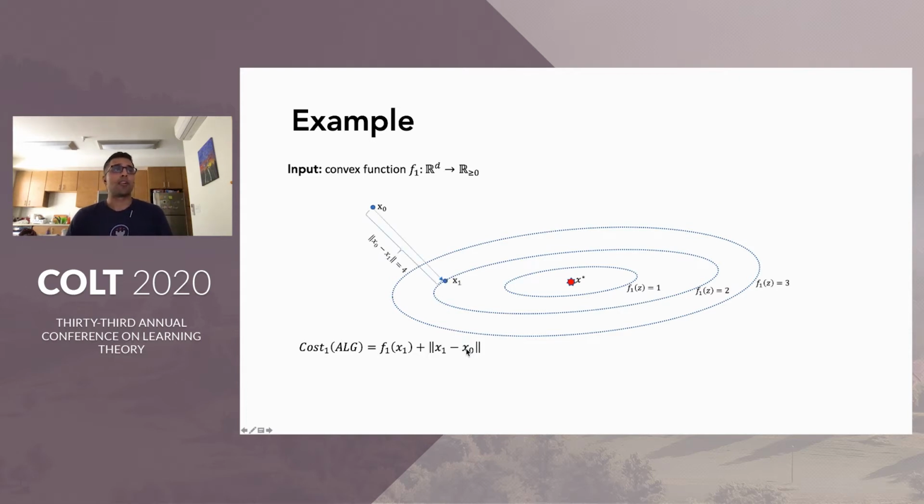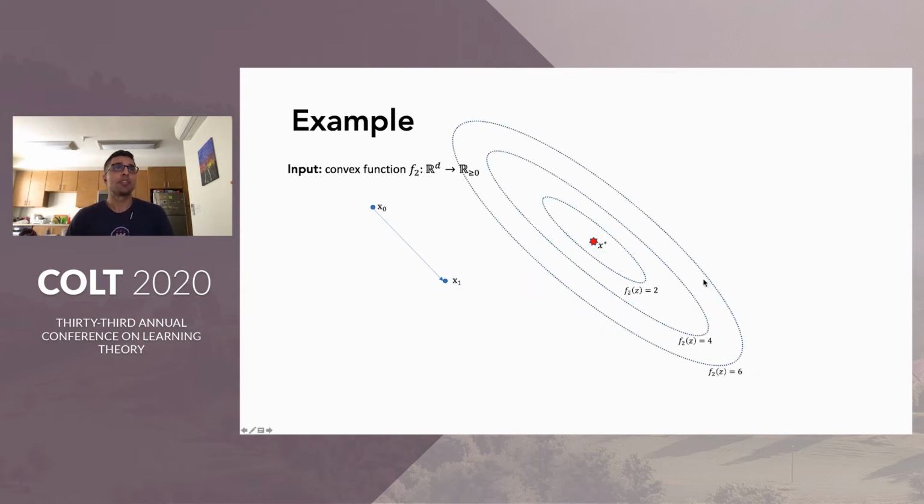So maybe the algorithm chooses to move to x1 over here. Notice that the movement cost is 4, and the function evaluation cost is 2. So in total, the algorithm pays a cost of 6 at this time step.